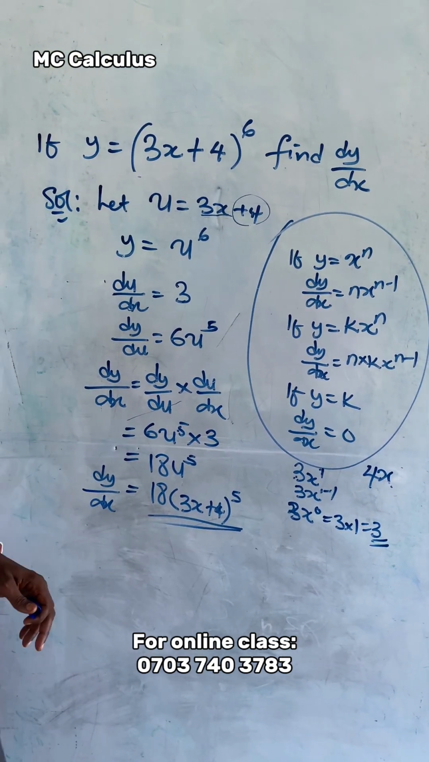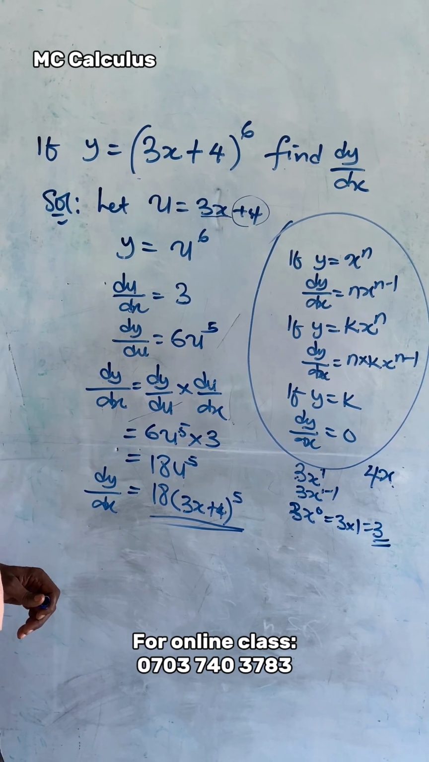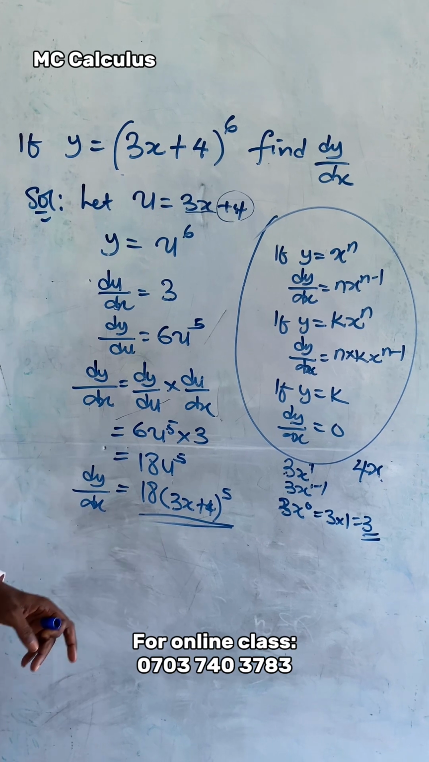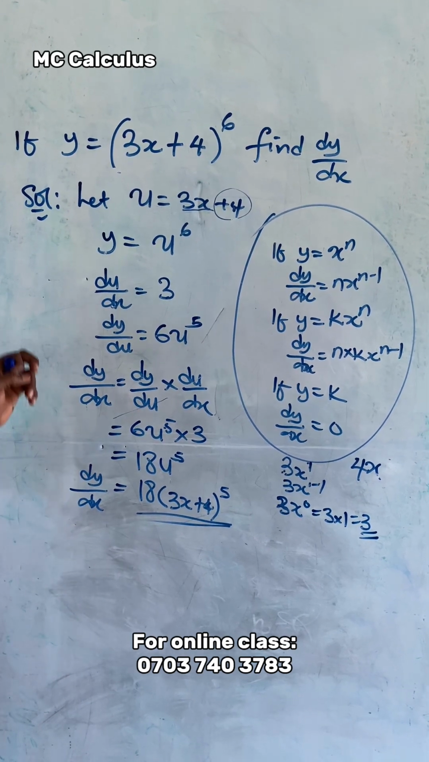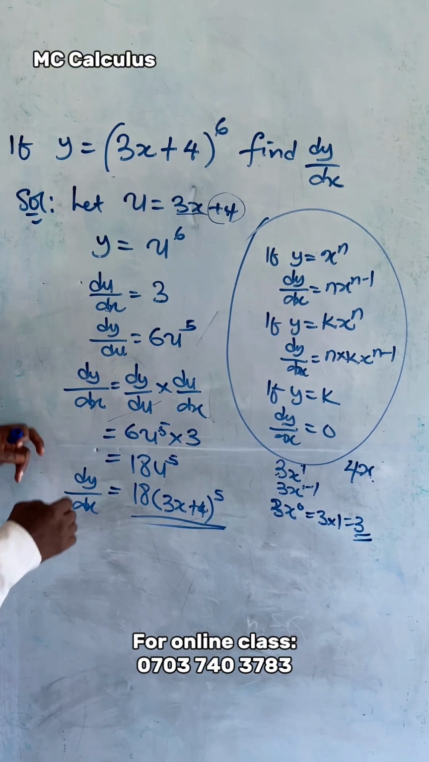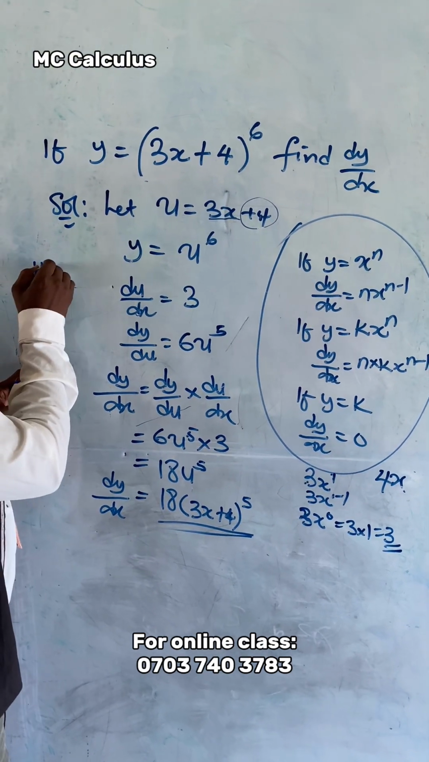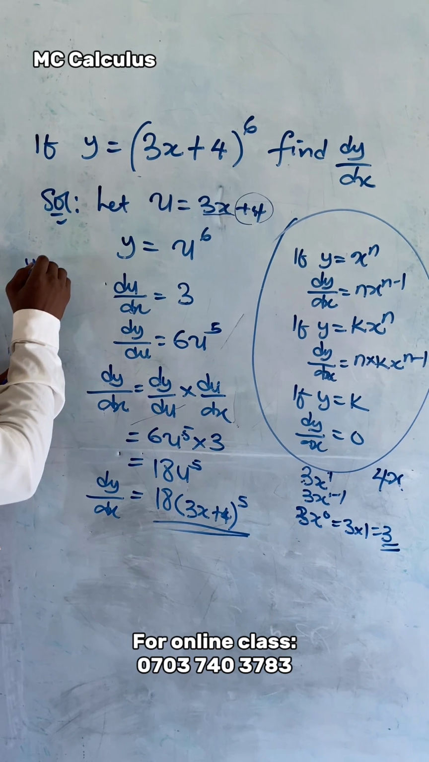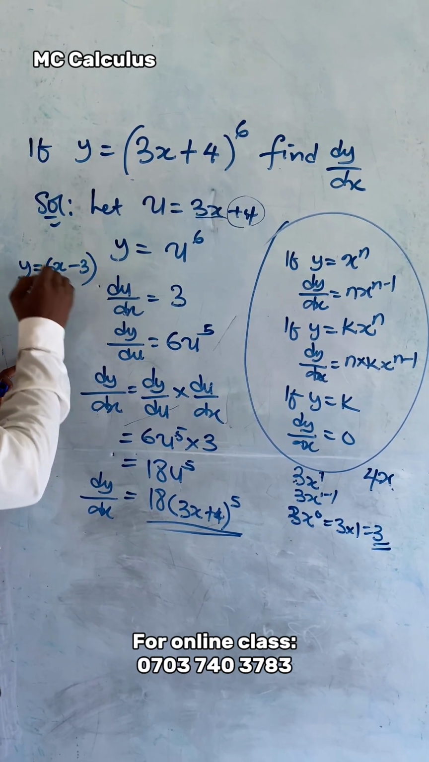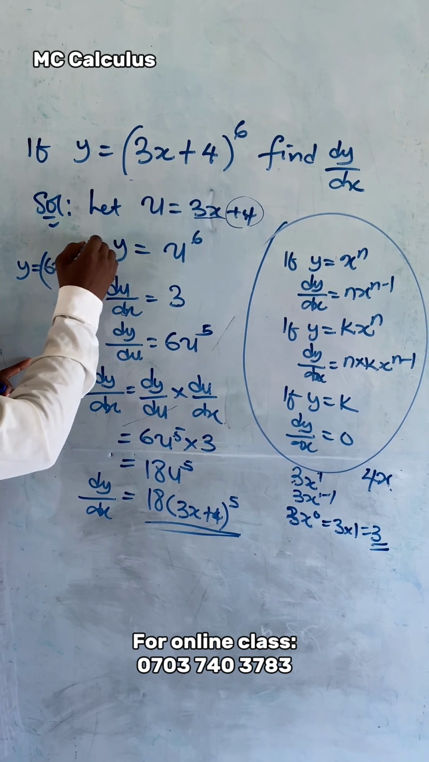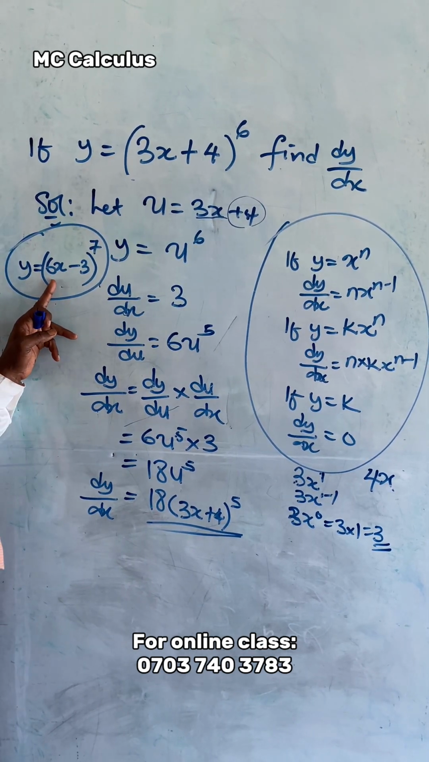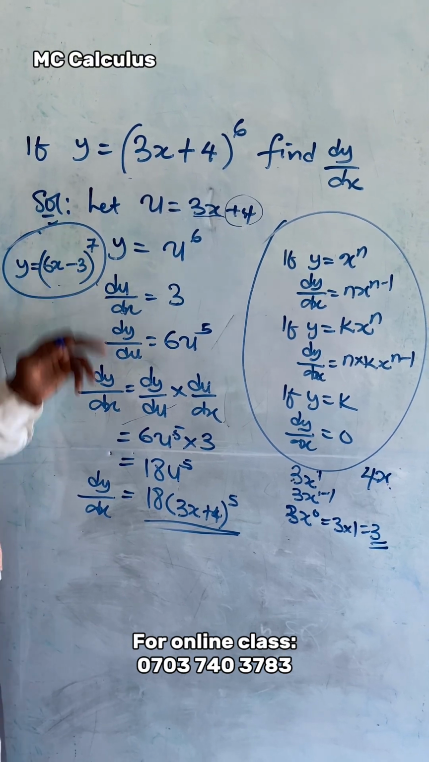So that's the answer. And so if you really understand this, solve this for me and put your answer in the comment section. y equals 6 in the bracket, (6x minus 3) to the power of 7.